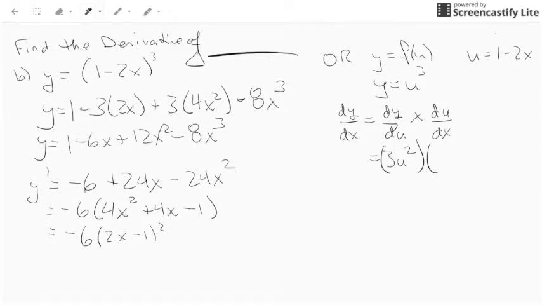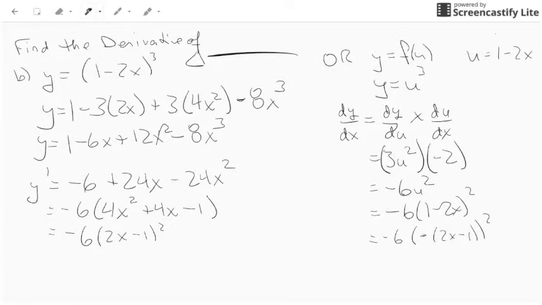And now when I multiply by du by dx, looking up at what u is, that's just going to be negative 2. Now multiplying that together, I'm going to get negative 6u squared. Now, u is equal to 1 minus 2x, so that's going to be negative 6 times (1 minus 2x) squared. And again, I'm not particularly fond of the way that looks. I don't like having the 2x at the end, so I'm going to factor a negative out of that, and that's going to leave me with (2x minus 1) squared.